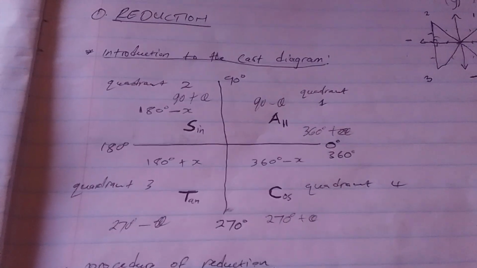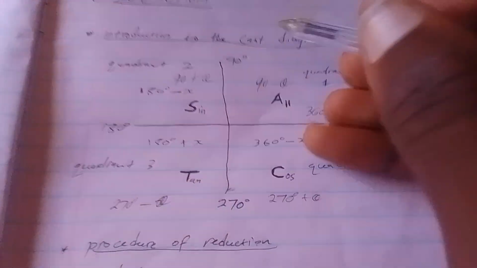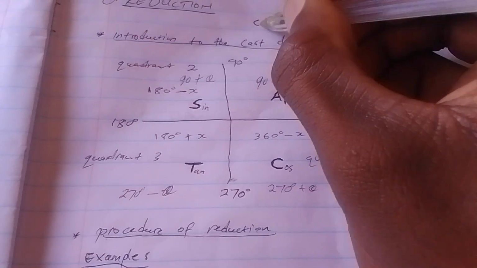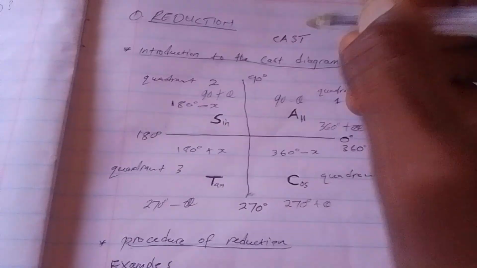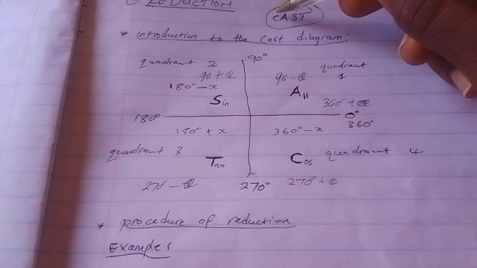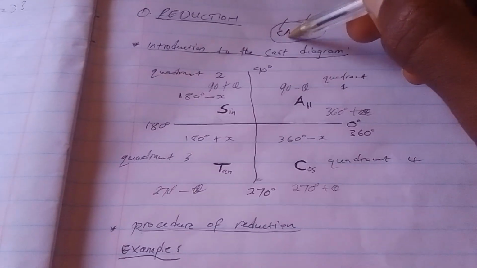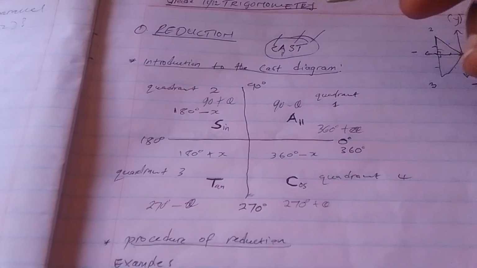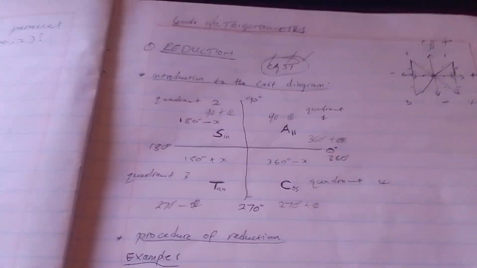So let's come to our introduction here. This is called a CAST diagram. This is our cos, this is our sine, this is our tan. The A just means all. It speaks about the positivity of the ratios.